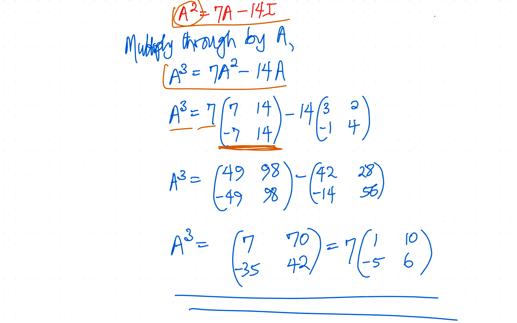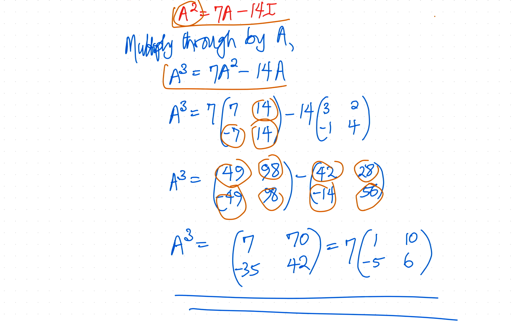So all we just need to do now is to multiply out and add up. 7 times 7, 49. 7 times 14 is 98. 7 times minus 7, minus 49. 7 times 14 again, 98. Then you have minus 14 times 3 is 42. 14 times 2, 28. 14 times minus 1, minus 14. 14 times 4 is 56.